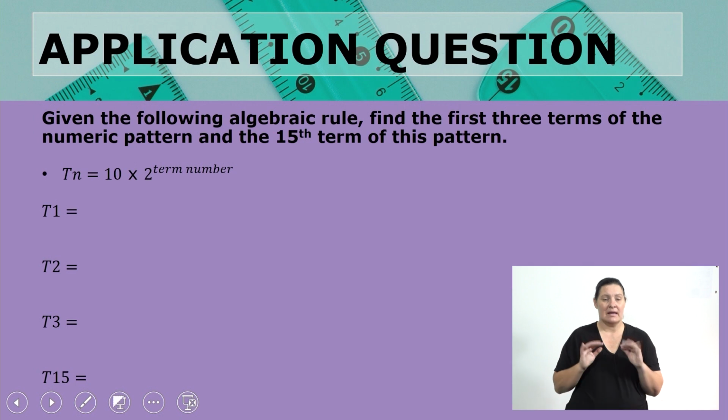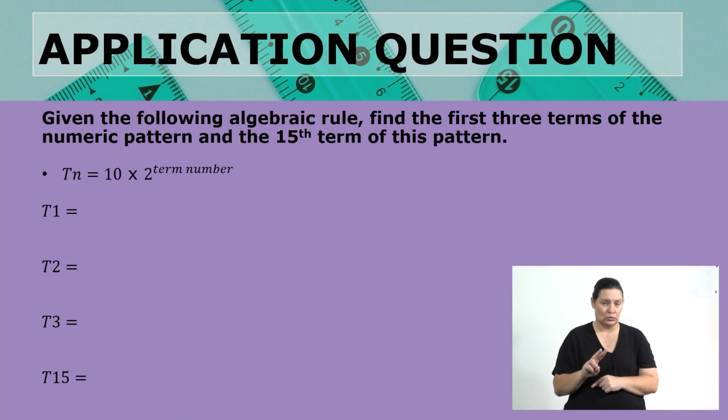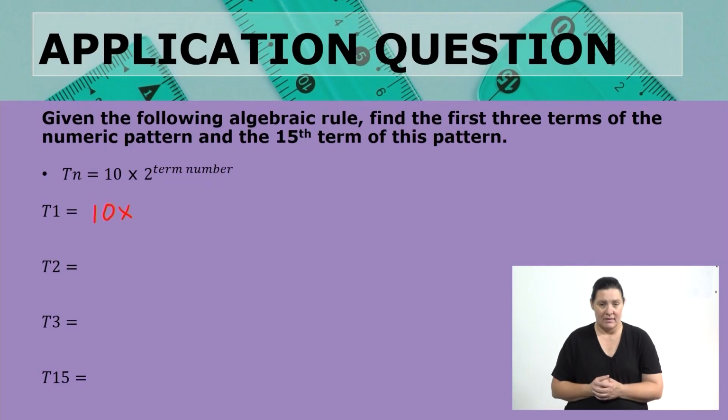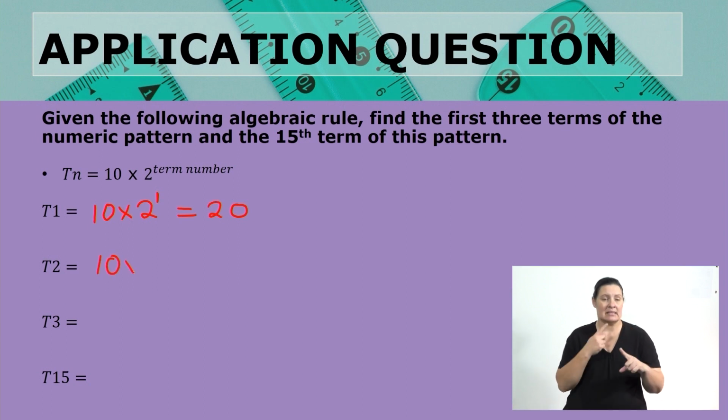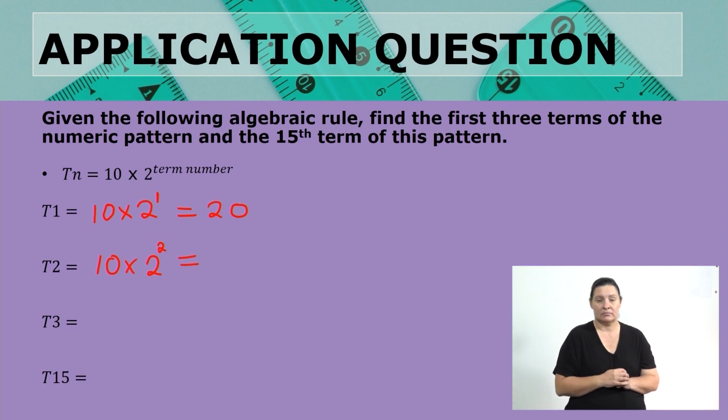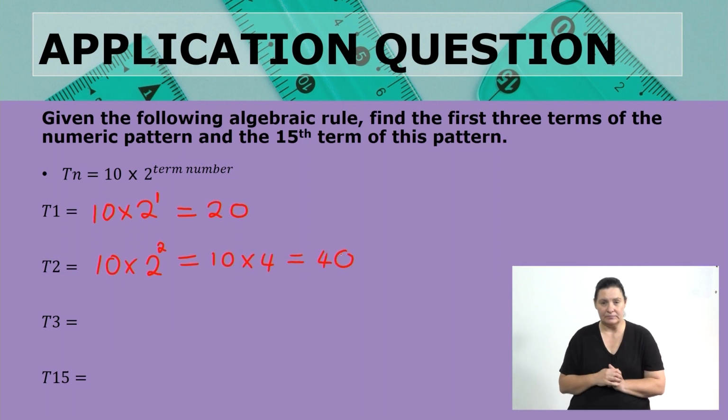Now we have 10 multiplied by 2, and as an exponent, it's going to be the term number. So the first one is going to be 10 multiplied by 2 exponent 1. That is 10 multiplied by 2, and the answer there is 20. The second one is going to be 10 multiplied by 2 exponent 2. And the answer there, now we know that 2 exponent 2 is 4. So that is going to be 10 multiplied by 4, which is going to be 40.